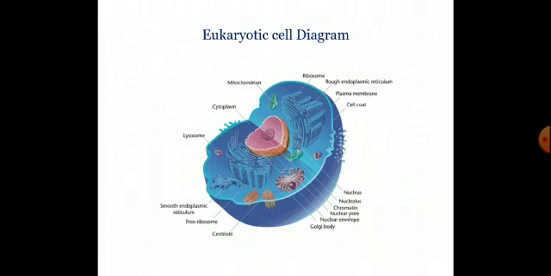And this is a eukaryotic cell diagram. It has ribosomes, endoplasmic reticulum, plasma membrane, cell coat, nucleus, nucleolus, chromatin, nucleopore, nuclear envelope, Golgi complex, centriole, free ribosomes, smooth endoplasmic reticulum, lysosomes, cytoplasm, mitochondria. All these organelles we have seen earlier.